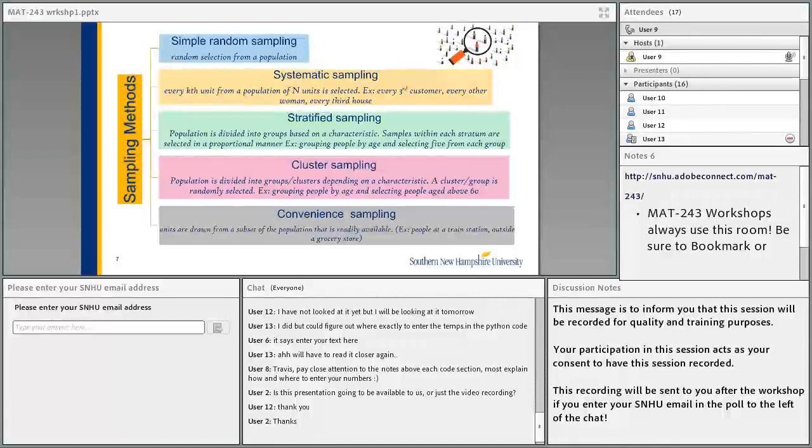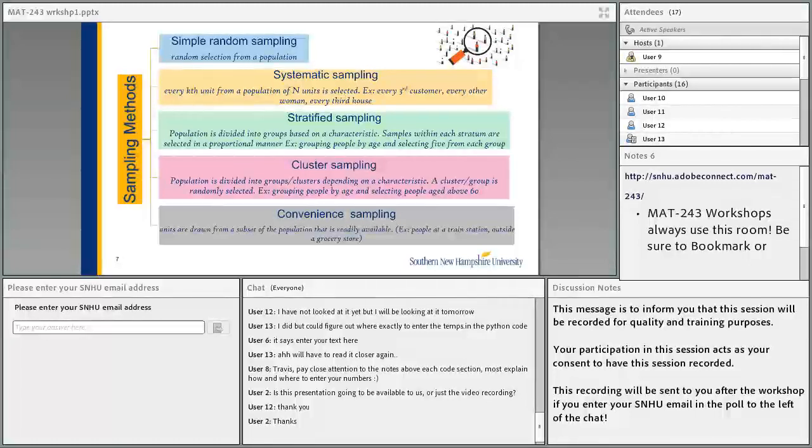So sampling methods. What are the different sampling methods? There are 5 of them. Simple random sampling. In this kind of sampling, a random selection is made from the population. There is no particular order in which people are selected for the survey. It's just a random selection.